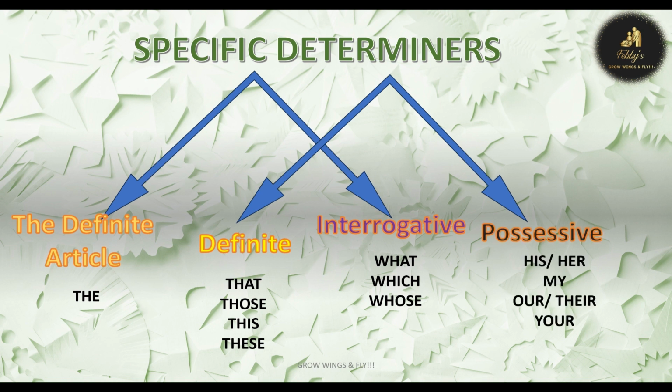The last one is possessive determiners. They can sometimes be mistaken for a possessive pronoun. If you want to know more about pronouns, please check out our video on that. It is linked at the end of this video. Some of the possessive determiners are his, her, my, your, etc.